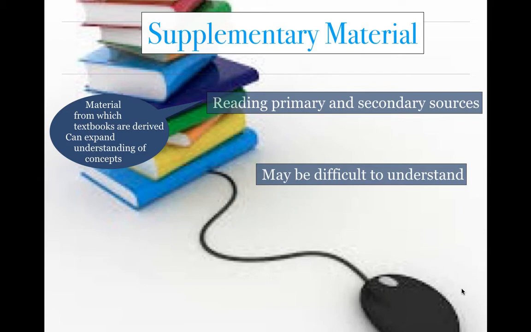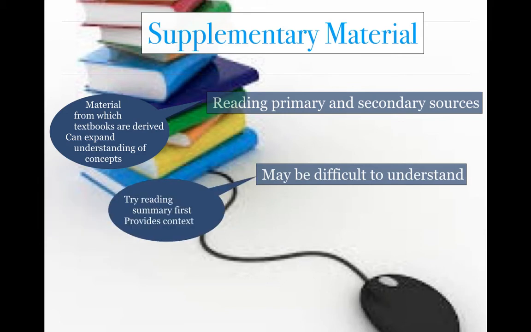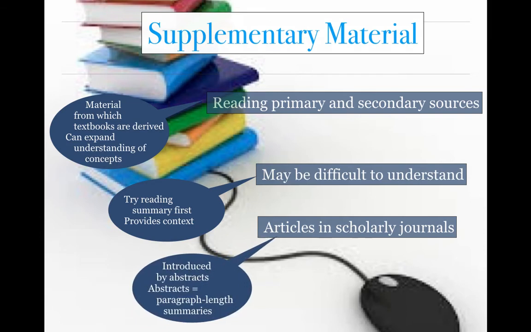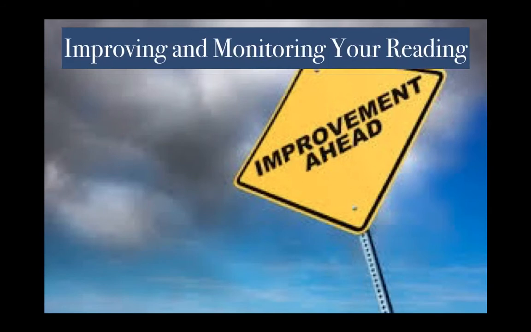But sometimes the secondary sources can be more difficult to understand. So again, they say when it's difficult to understand, you read the summary first, and a lot of times that gives you context. Again, some supplementary material in your class could be articles and scholarly journals. And they're usually introduced by an abstract, which is basically a paragraph-length summary. But supplementary material is always great to view and work on.